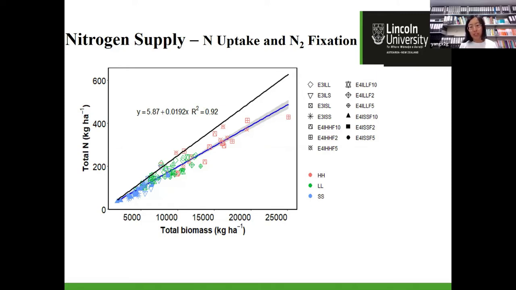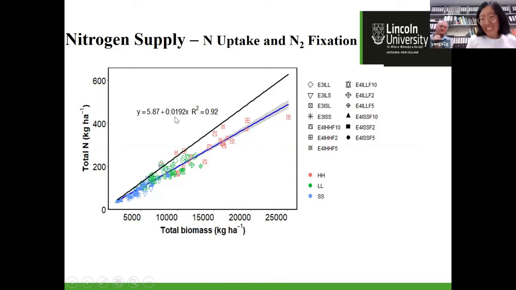Here, because we didn't measure those two processes directly, we thought: okay, we have our total nitrogen from stem, leaf, and the roots. We can calculate them together, and we have our total biomass. The relationship between total nitrogen and total biomass is a very strong linear relationship. Overall, the nitrogen concentration is about 2% for any Lucerne plant.